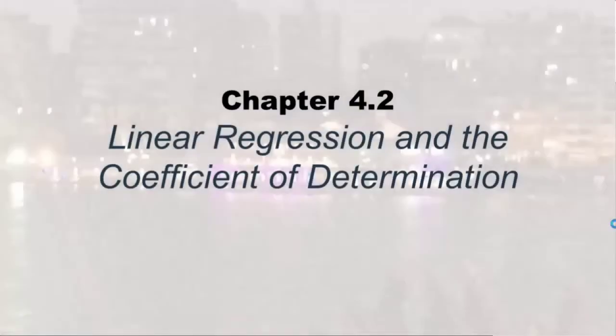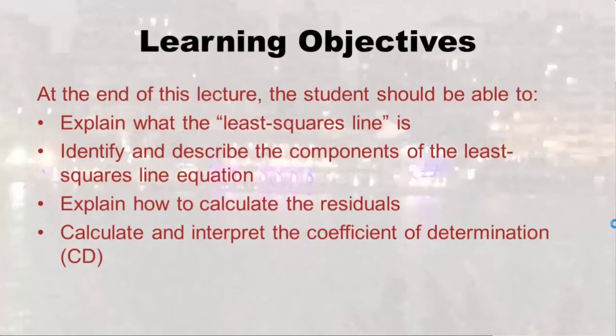Hello, it's Monika Wahi, your library college lecturer, here to ruin your day with Chapter 4.2, Linear Regression and the Coefficient of Determination. So at the end of this probably painstaking lecture, the student should be able to at least explain what the least squares line is, identify and describe the components of the least squares line equation, explain how to calculate the residuals, and calculate and interpret the coefficient of determination, or CD for short.